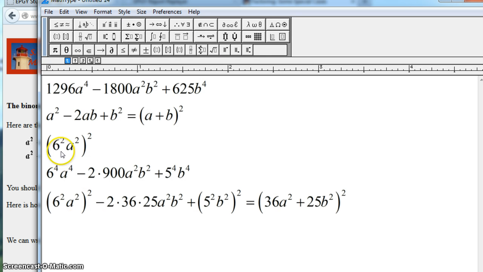And again, we treated it a little differently. We knew that there was a fourth power here, and we said, how can we put this in this box, right? What squared equals 6 to the 4, a to the 4, and it's 6 squared, a squared. And you can plug it into the formula. So I hope this helps.